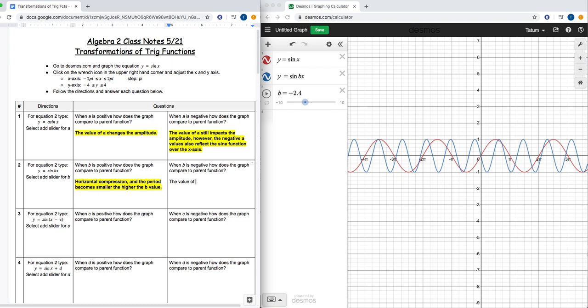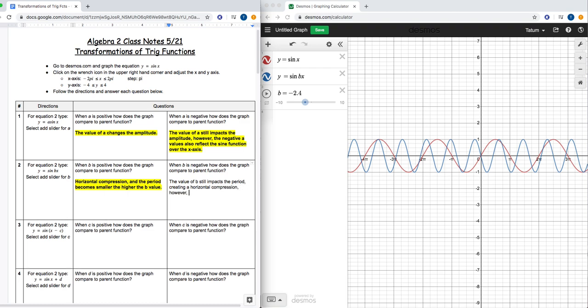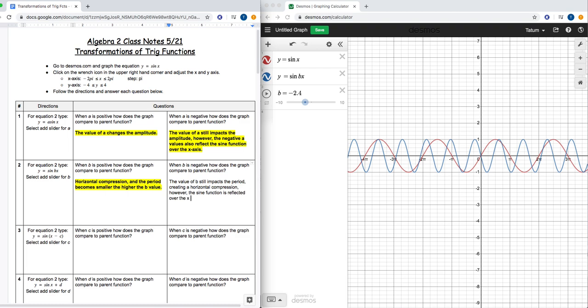So the value of B still impacts the period, creating a horizontal shrink or horizontal compression. However, the sine function is reflected over the x-axis.